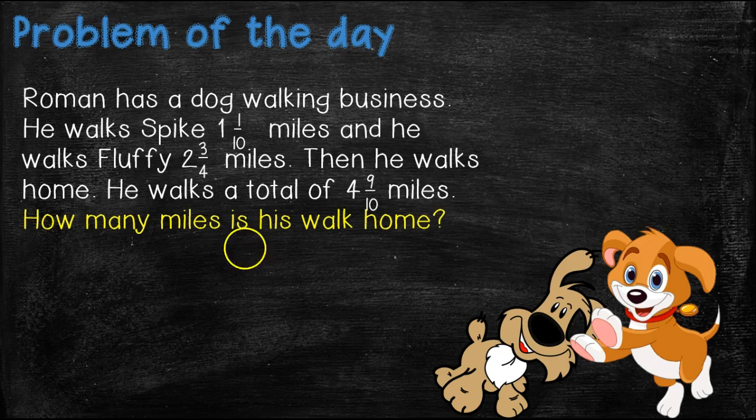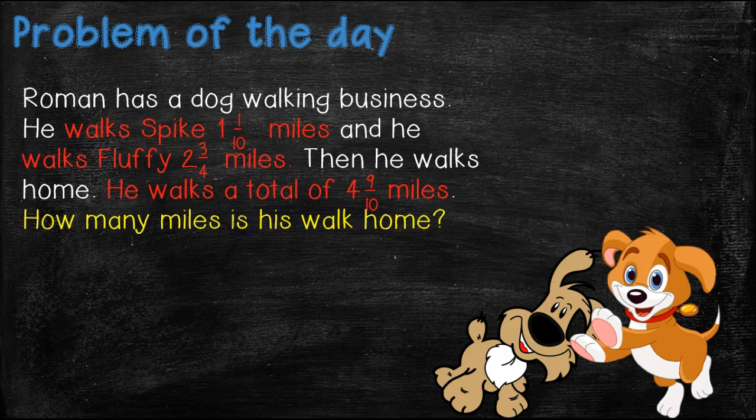So the first thing we're going to do is highlight the question that we're being asked. And here the question is, how many miles is his walk home? That's very, very important. Now we need to underline or outline or highlight, whatever works for you, the important information. So in this case, we know he walks Spike 1 1/10 miles, he walks Fluffy 2 3/4 miles, and he walks a total of 4 9/10 miles.